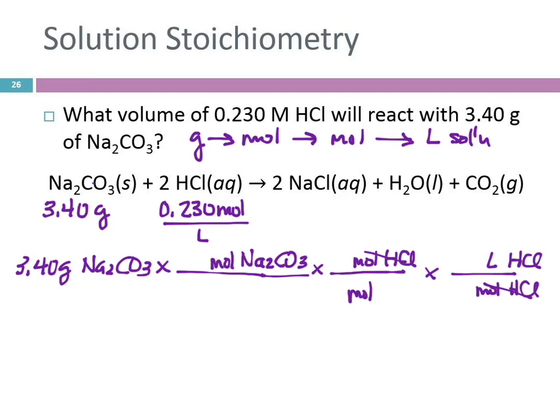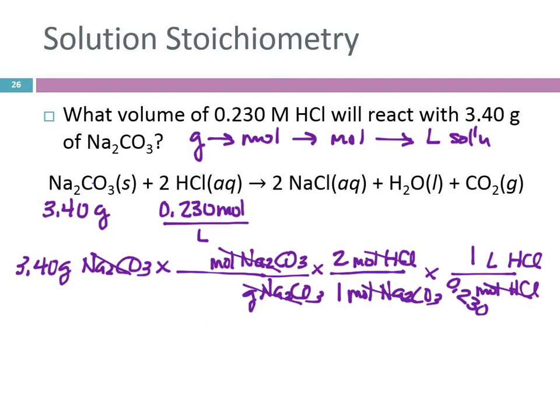This is going to be moles of sodium carbonate. Those cancel. And then we've got grams of sodium carbonate down here. This mole-to-mole ratio is easy. Comes from the balanced chemical equation. 1 mole of sodium carbonate reacts with 2 moles of HCl. 2 moles of HCl, 1 mole of sodium carbonate. This one's pretty easy too because it was given to us in the problem. 0.230 moles per liter. I didn't leave enough space. Squeeze it in. 0.230 moles per liter.